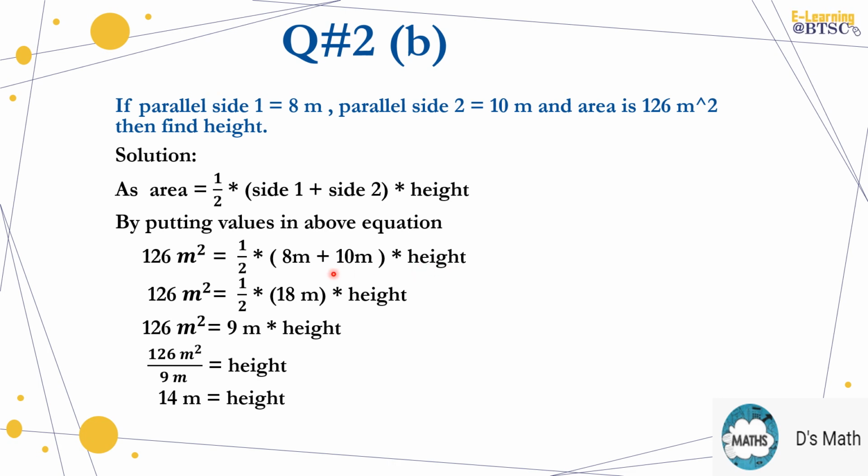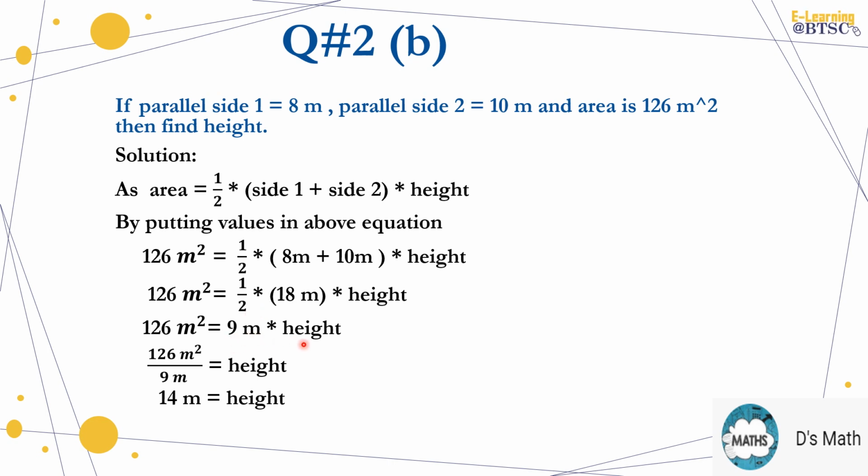Now I will add 8 with 10, that will become 18 meter. So 126 meters is equal to half as it is times 18, as when we add 8 plus 10 that becomes 18, times height as it is. Now we can cancel 18 with 2. We know that 2 ones are 2 and 2 nines are 18. So I have cancelled 18 with 2. The answer will be 9 meter.